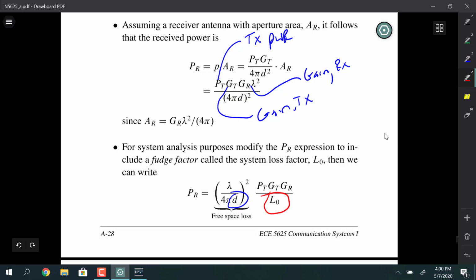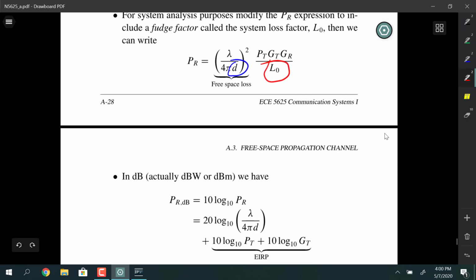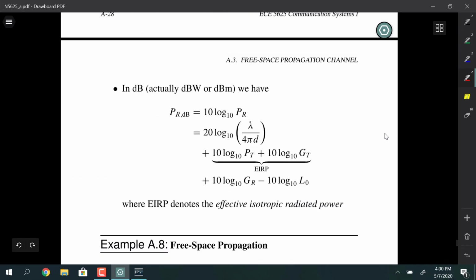So that's just an extra factor. Nominally, if there was no fudge factor, L0 would be 1. That's just a pad, though, you can put in. And now we've effectively built a link budget because we've got power received in terms of transmit power, gain of transmit antenna, and gain of receive antenna, and then our fudge factor loss, which is this guy right down here.